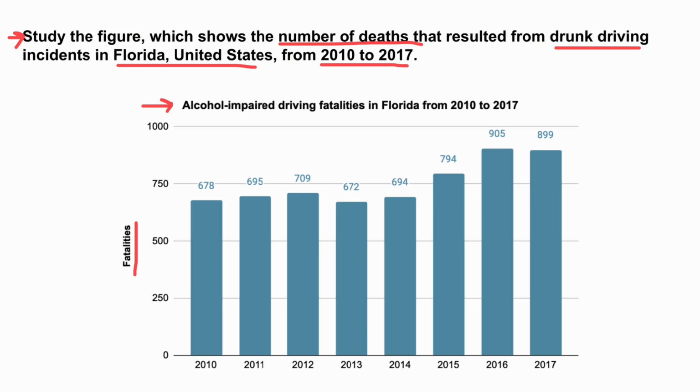So by overall trend, we mean from the start of the time period given to the end of the time period given, what has changed and how has it changed. So in 2010, 678, it became 899 in 2017, which means that the overall trend here is an increase. Start, end, that is called overall trend.